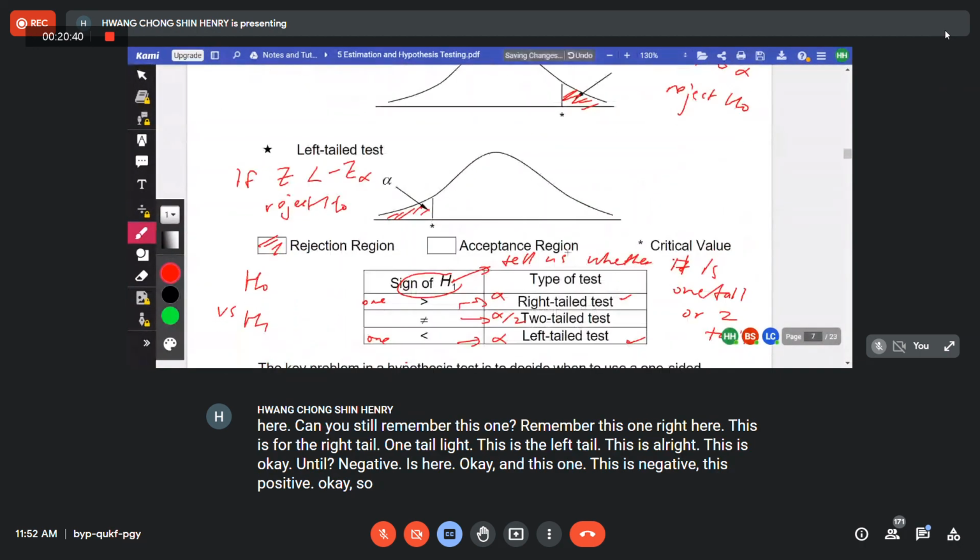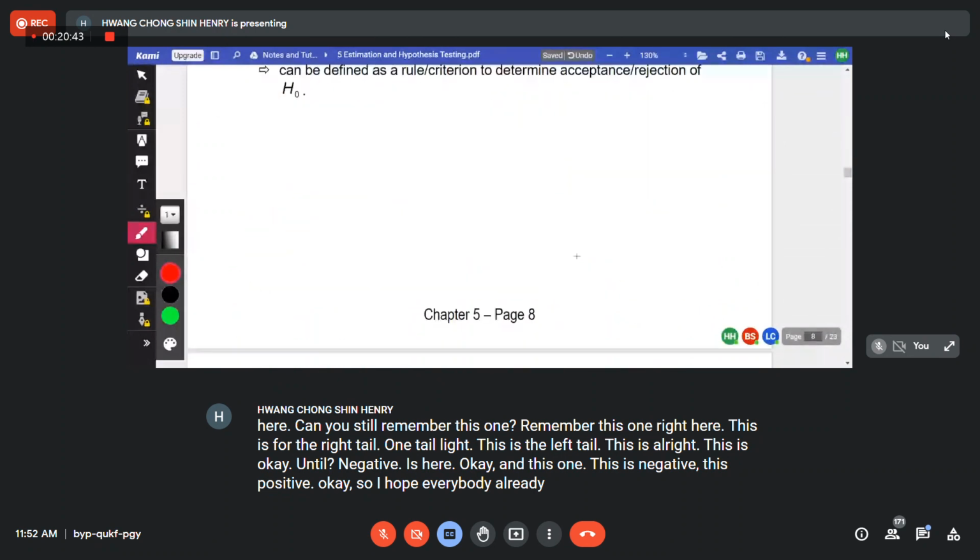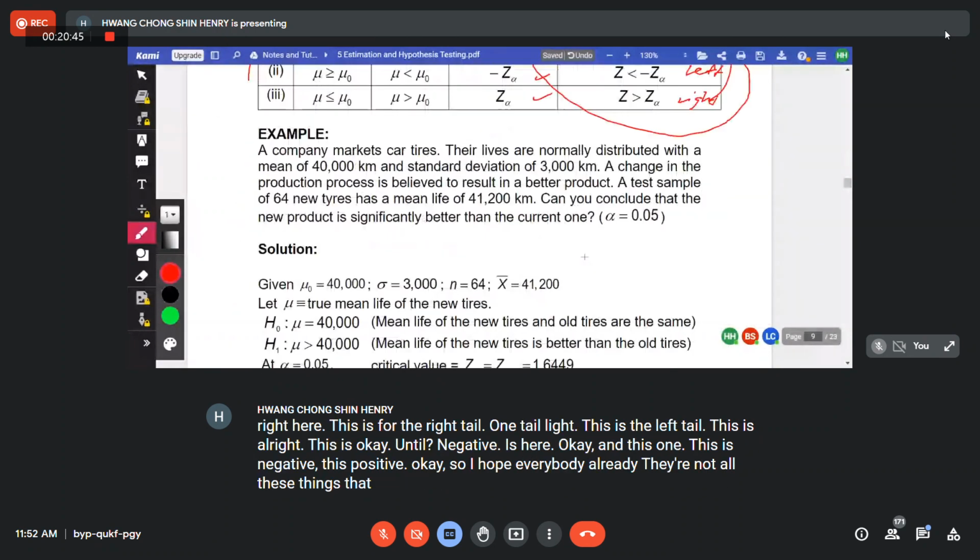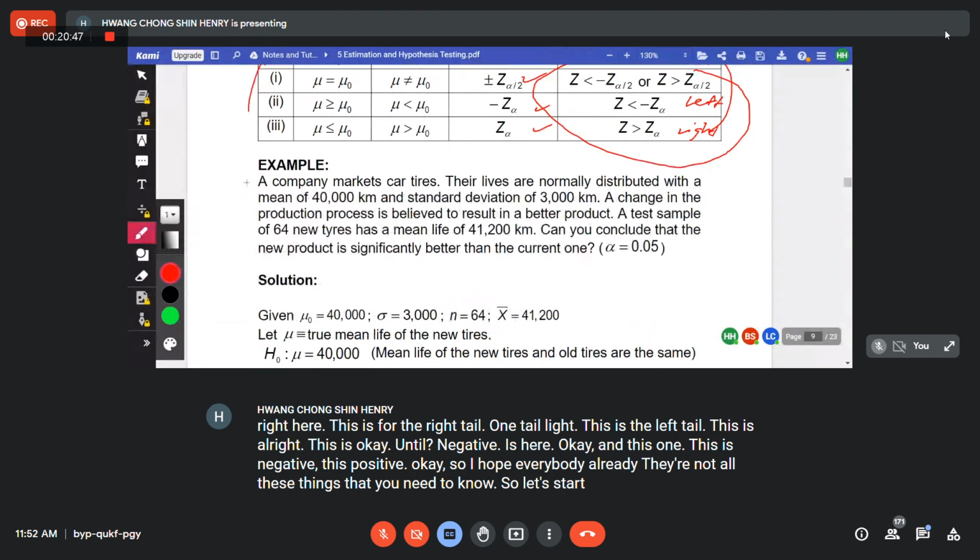Okay, so I hope everybody has already taken note of all these things that you need to know. So let's start to do some examples. Not finished, we continue next week.